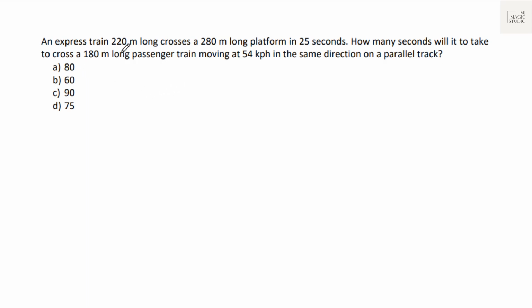An express train, 220 meter long, length of the train, crosses a 280 meter long platform, length of platform, in 25 seconds. That means the train is traveling a distance of 500 meter in 25 seconds. That means the speed of the train is 500 by 25, 20 meter per second. How many seconds will it take to cross a 180 meter long passenger train moving at 54 kph?